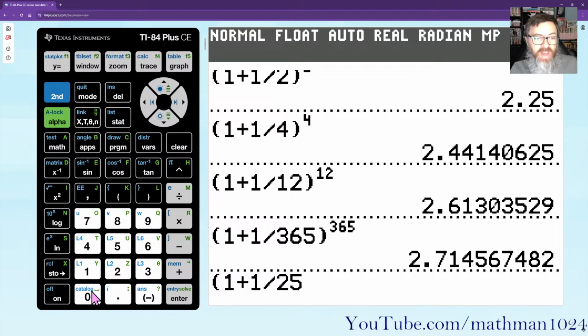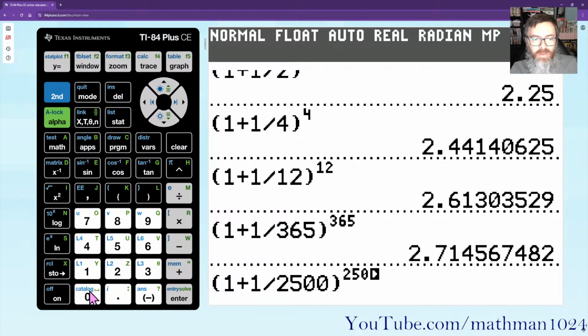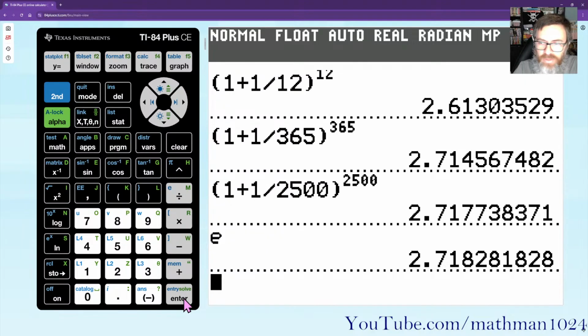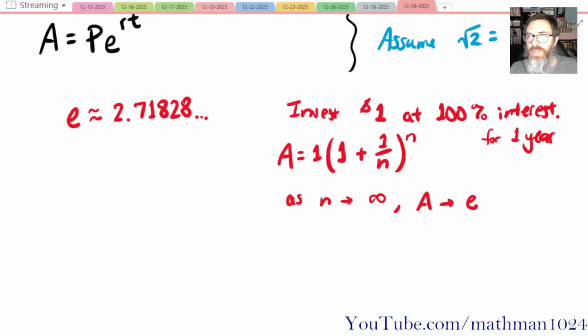Let's do 2,500. We're going to be getting closer and closer to the value of e. So as these guys get larger, we're going to approach this value of e, 2.718. So even when we did the 2,500 times, so that's more than daily, not quite hourly, it's getting bigger and bigger. So that's where e comes from. Really cool number. Ties a lot of things together for us.